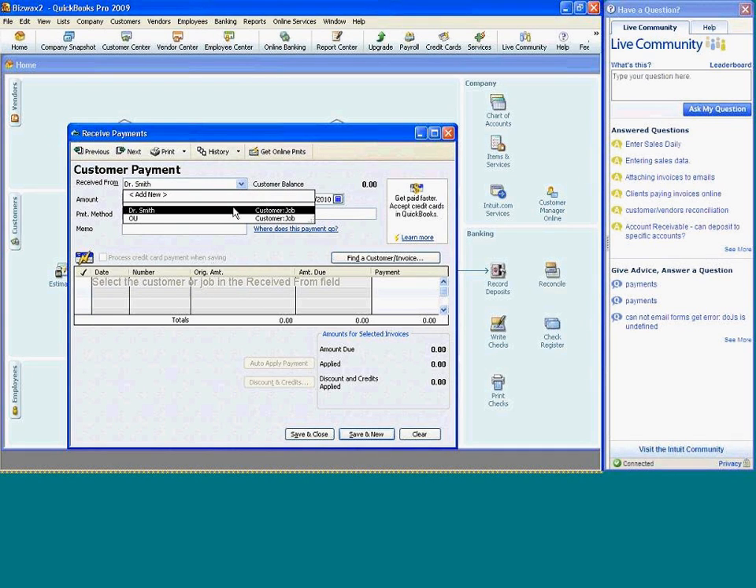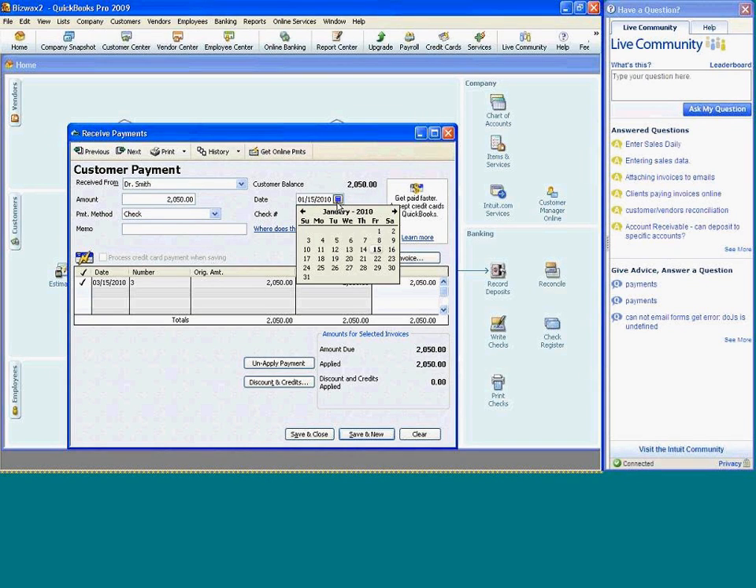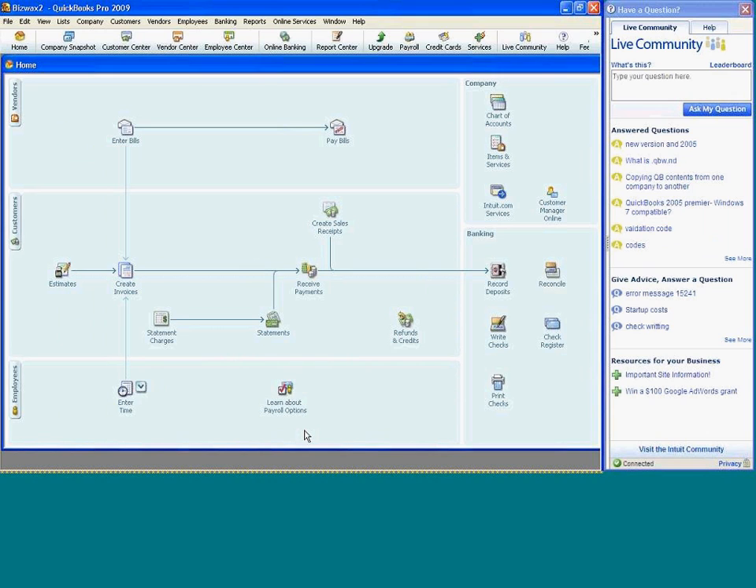So now, we'll say that Dr. Smith had a second payment. And he owes us $20.50. This time he's going to pay the whole $20.50. And since the bill was on 3/15, we'll say the bill was paid on 4/1 or 4/15. So here the bill was paid. Save and close. And so the bill was paid.